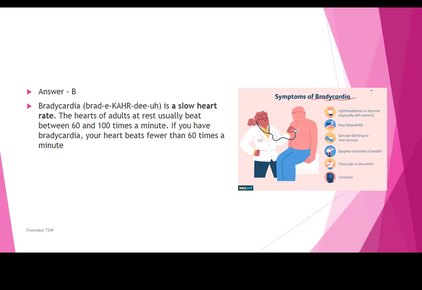or dyspnea, which is also called shortness of breath. Okay, so this is a slow heart rate. The heart rate of an adult at rest usually beats between 60 to 100 times per minute. If you have bradycardia, your heart beats fewer than 60 times per minute.